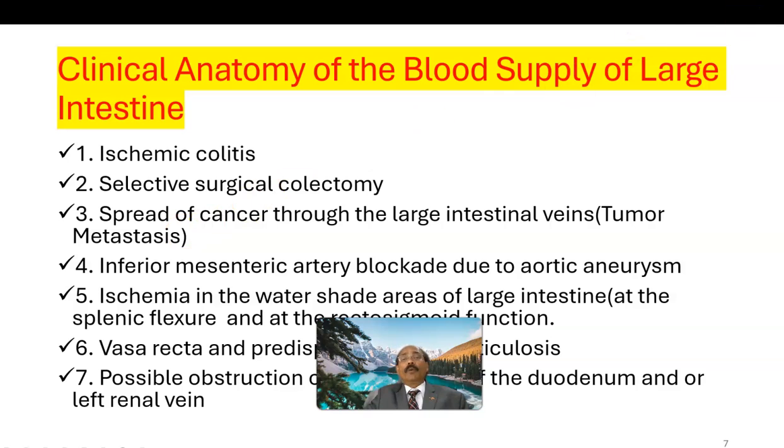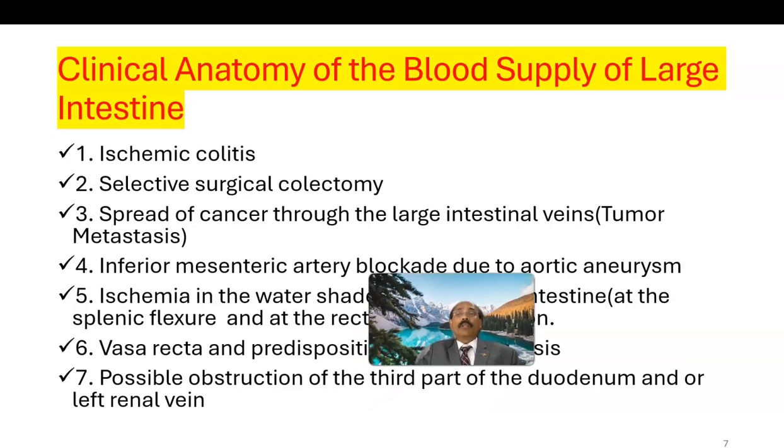Clinical anatomy of the blood supply of the large intestine. If our mesenteric artery undergoes atherosclerosis, we might have ischemic colitis. Our large intestine will be lacking blood flow and may be damaged due to ischemia. Selective surgical colectomy is done by surgeons depending on the location of the cancer.